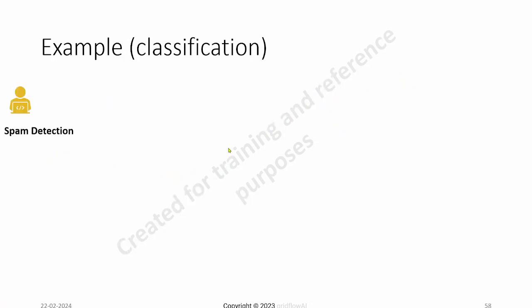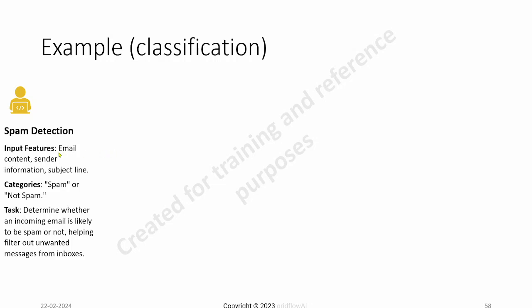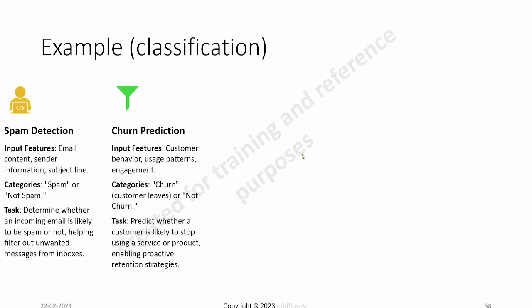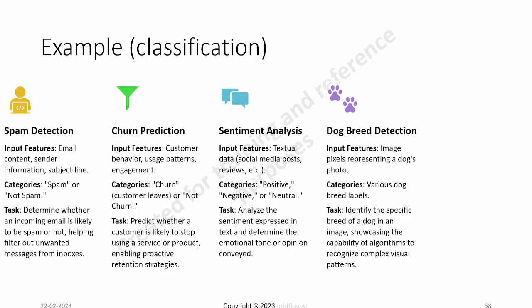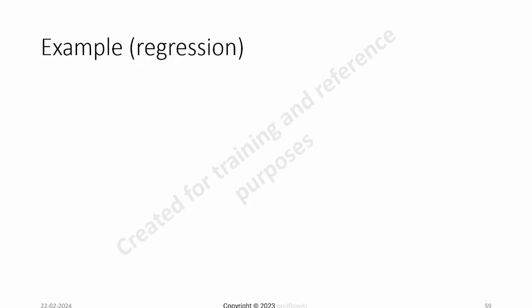Some of the examples of classification: spam detection, we spoke about it. Churn prediction. Is the customer going to churn or leave the organization or leave our services? Yes or no. So that's called churn prediction. And sentiment analysis is again an example of classification. Dog breed detection, what breed this is. This is again an example of classification. Disease diagnosis, whether this particular disease exists or not. Yes or no. So that's again a classification problem.